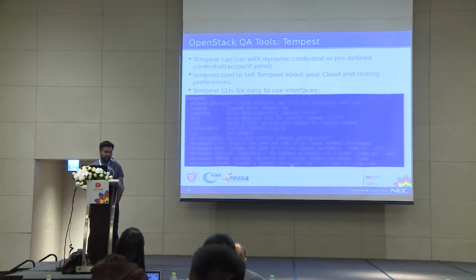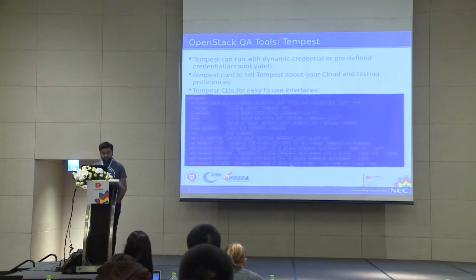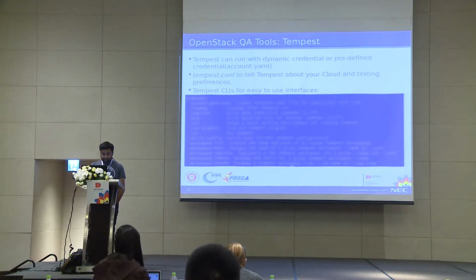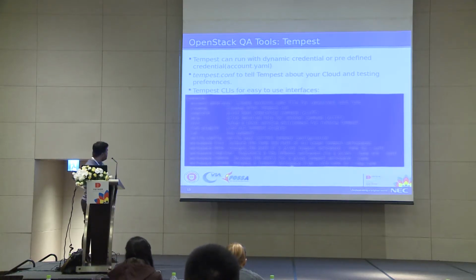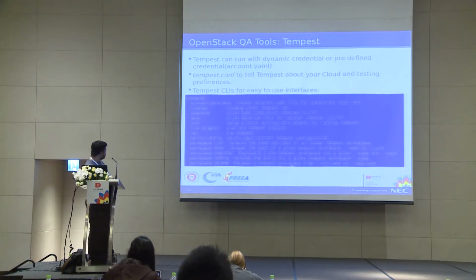And to make Tempest easy to run, we have created the CLI. I think it's not so clear, but if you just run the tempest help command, you will see all the CLI there. So the key CLI, you can say tempest run, so it will run Tempest. You can define the regex set of test cases you want to run with Tempest. You can define the blacklist, like test cases you don't want to run within the Tempest run.